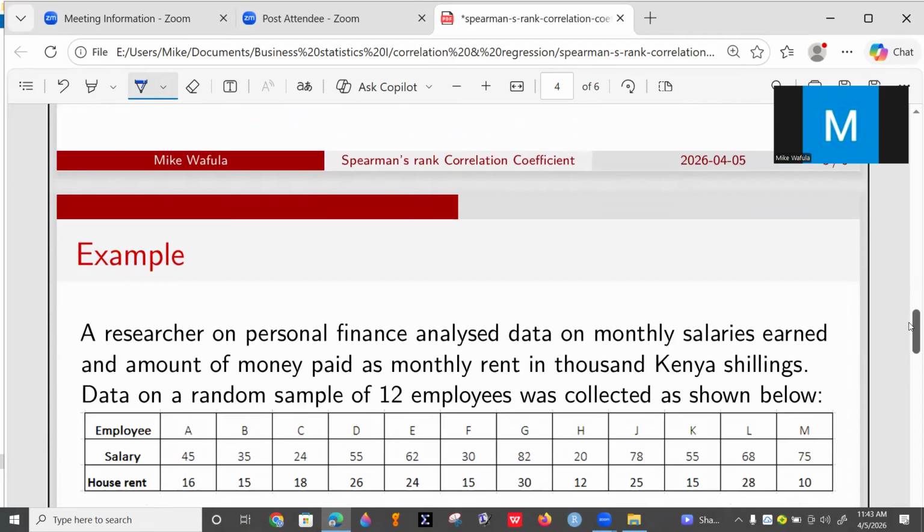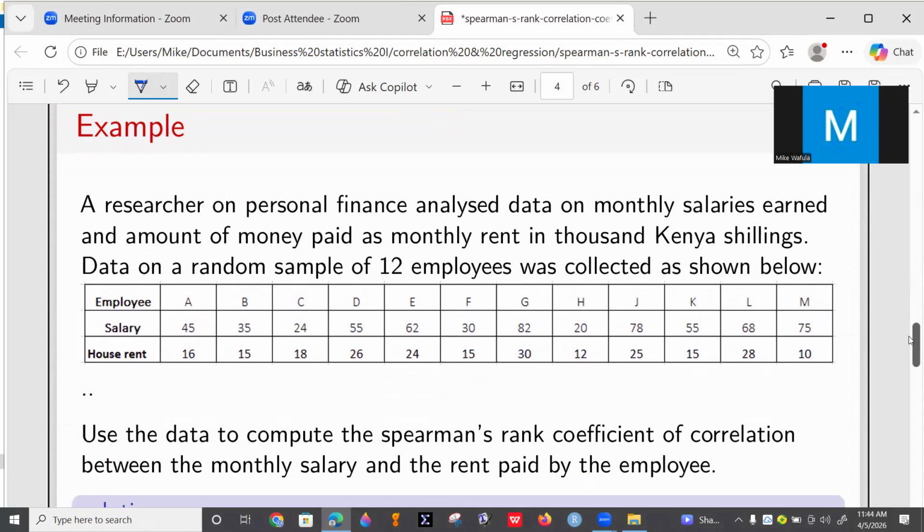Maybe we look at this example, where we have some data on finance about 12 employees. They have been given the identities A, B, C, D up to M. We have salary and house rent as the variables. If you are to use this data and compute the Spearman's rank correlation coefficient between the monthly salary and rent paid by the employee, you can see that the data is not ranked in any way. You have 45, 35, 24, 55. It's just mixed up. So there are no ranks.